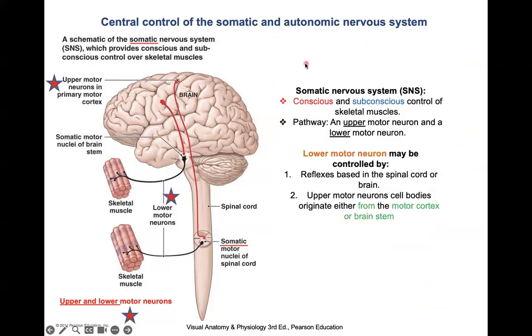I have some more notes here for you. Somatic nervous system, SNS. We need it for conscious and subconscious control of skeletal muscles. Pathway, remember, an upper motor neuron and a lower motor neuron. The lower motor neuron may be controlled by reflexes based in the spinal cord or brain. Upper motor neurons' cell bodies originate either from the motor cortex or brainstem.